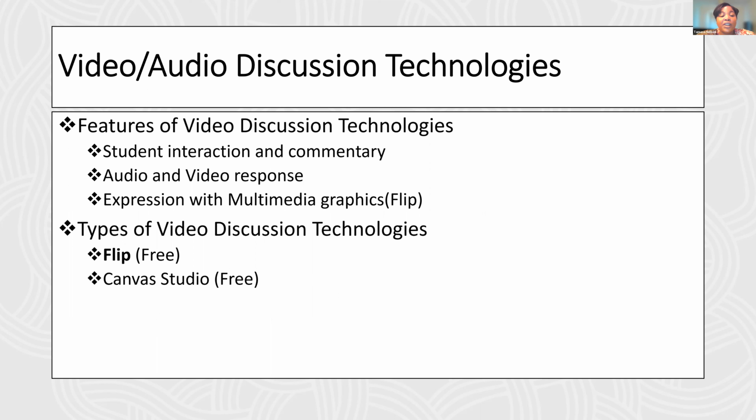We won't go too far into Flip right now because that is our next workshop. However, the types of video audio discussion technologies that are available are Flip, as well as Canvas Studio. Canvas Studio, we've had recent workshops on that. And if you attended any of our active learning workshops, we talked about the basic uses of Zoom and Canvas in different participation modes. So now we're looking at other tools that can also be beneficial and useful outside of Canvas. We will be discussing Flip in further detail in our next workshop, not only discussing, but practicing with Flip.